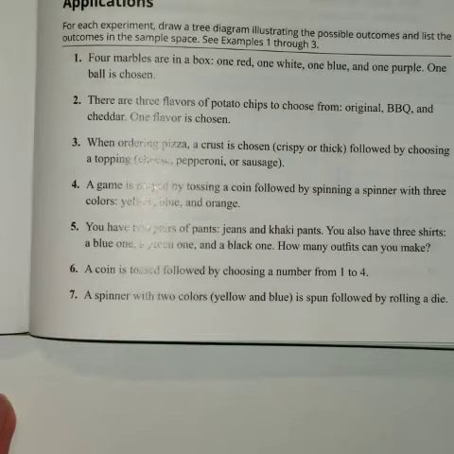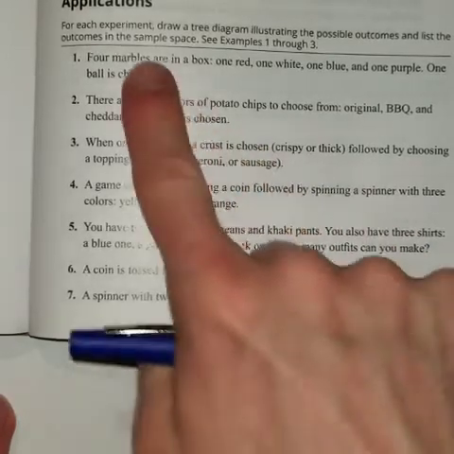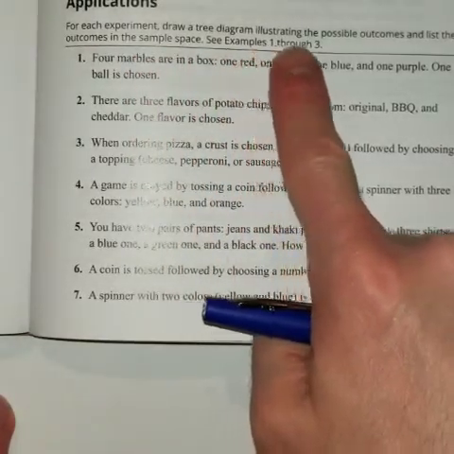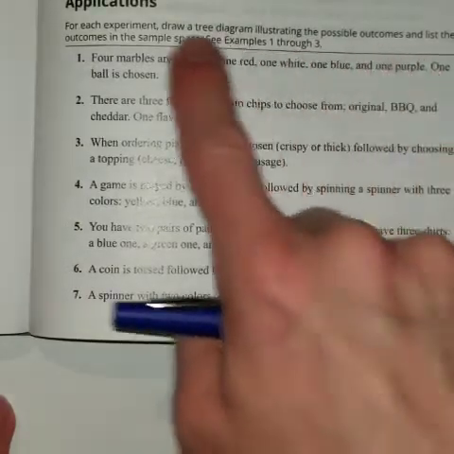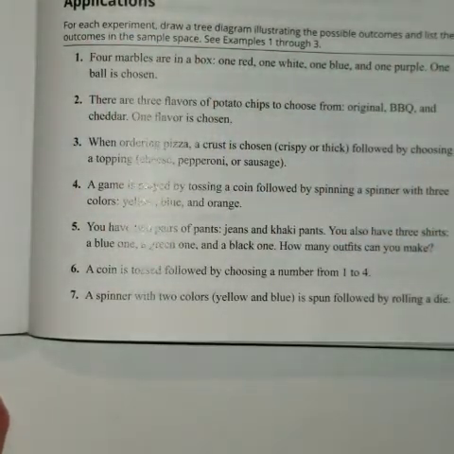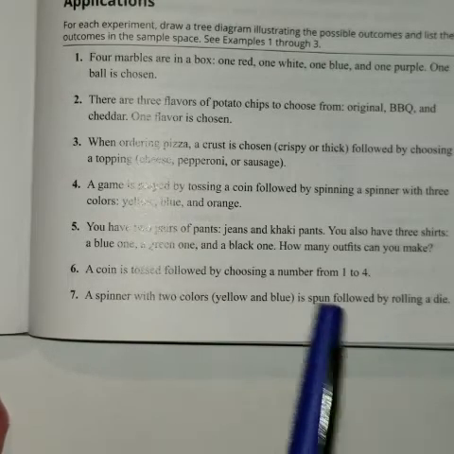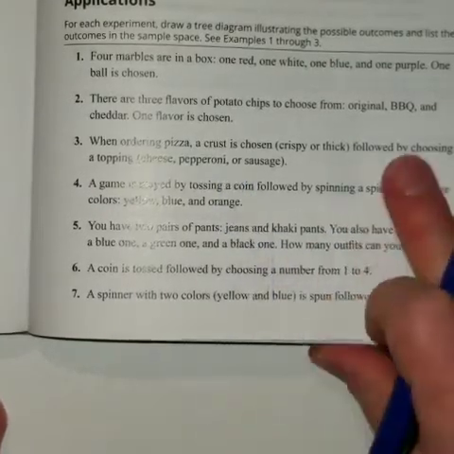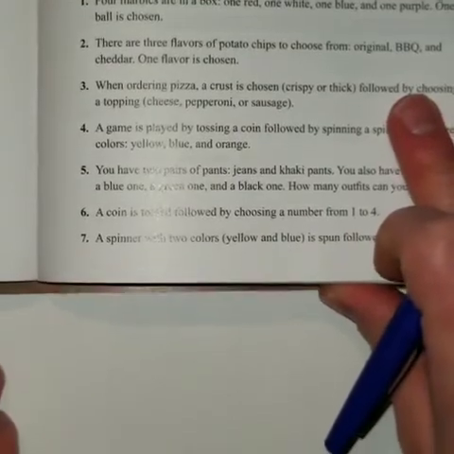It says here, for each experiment, draw a tree diagram illustrating the possible outcomes and list the outcomes in the sample space. So there's really two things you want to do here. Let's look at number 3 for a moment. Let me slide this a little bit further out of the way.